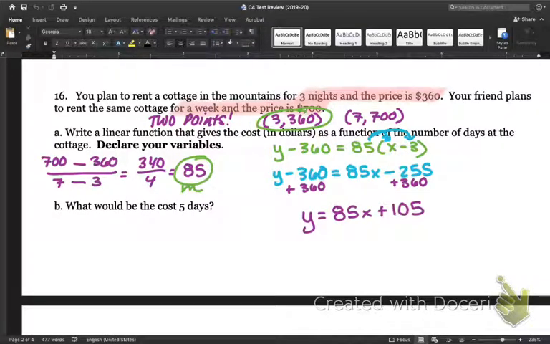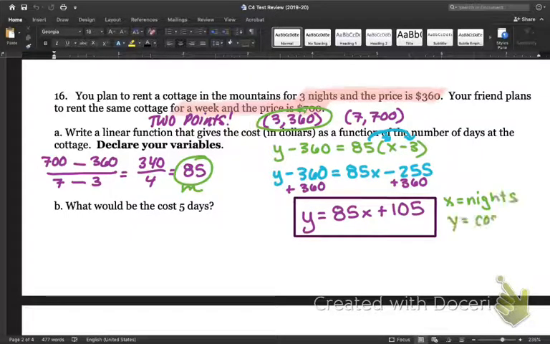So within this rental, there's a $105 fee. That might be like a cleaning fee or something, but that is added after the cost per night. One thing I forgot to do ahead of time was declare my variables. X is representing the number of nights or days, and y is the cost.